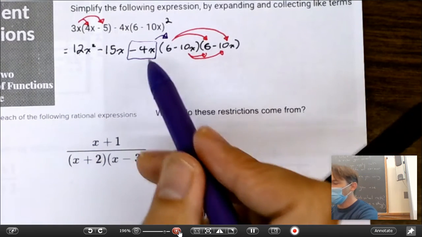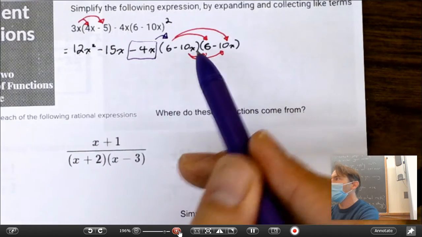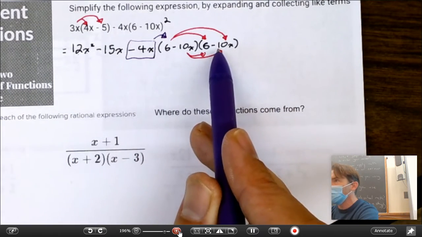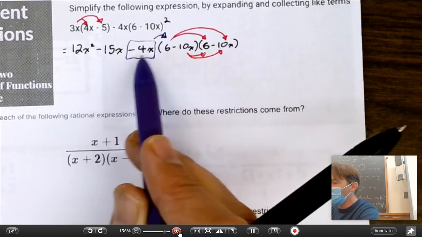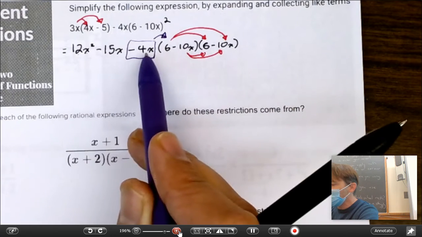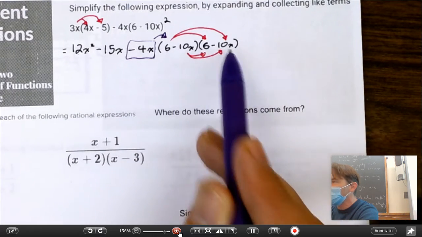But I could actually expand this 4x in, provided I only expand it into one of the brackets. I'm now at multiplication stage. I've removed the exponent by writing this as a repeated multiplication. Now, this is a chain of multiplication. This is a set of instructions that says, take negative 4x and multiply it by 6 minus 10x, and then multiply that by 6 minus 10x.